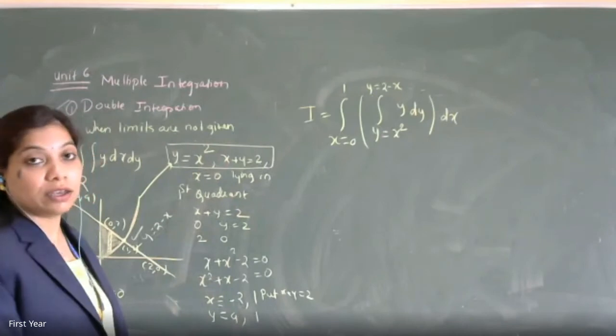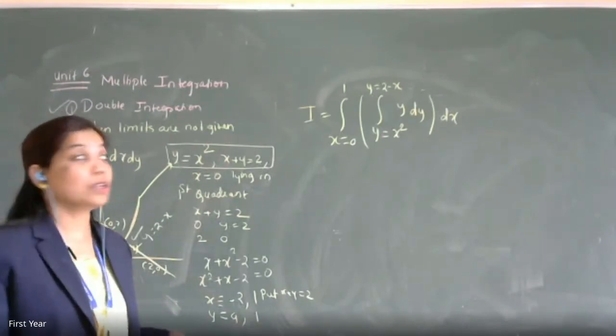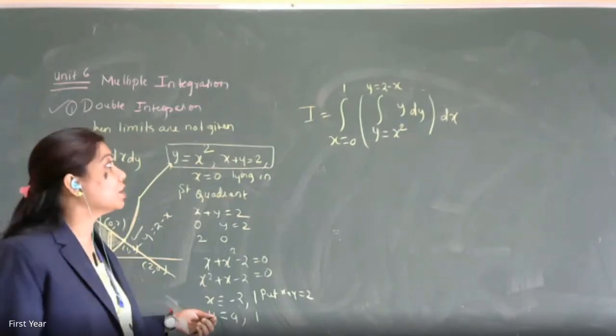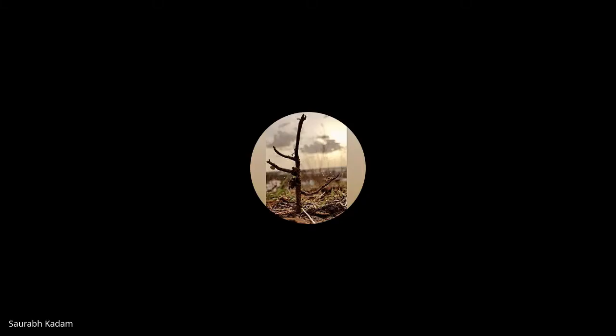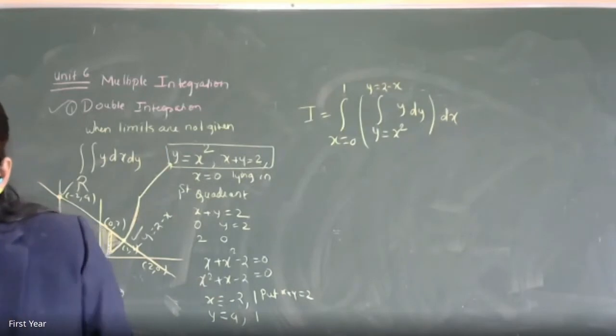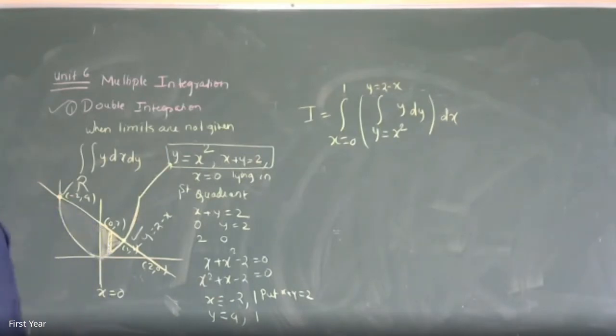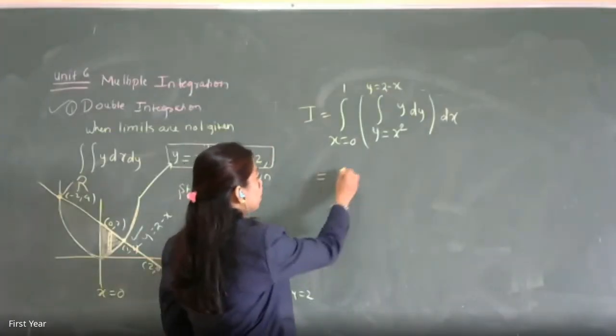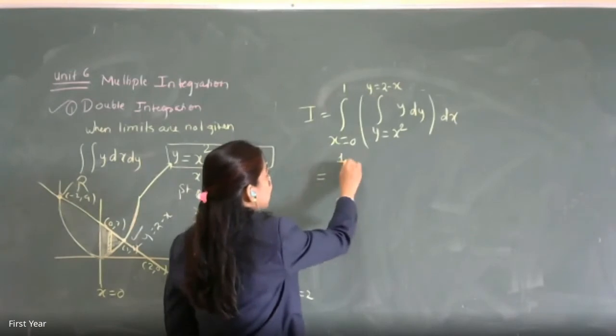Solve this and tell me the answer. Now solve this and tell me the answer. This we have done already. If you know the limits, what is the integration? Quickly do this. 47 by 30. 16 by 15. Yes, ma'am. 16 by 15. Yeah, 16 by 15. You are making small mistakes, I suppose. Don't be in a hurry to get the answer.